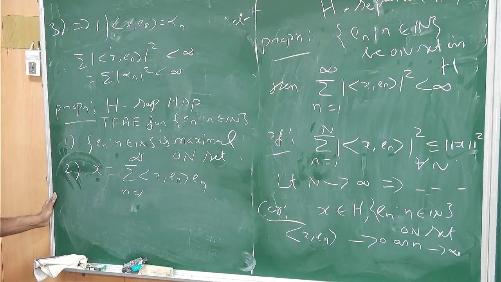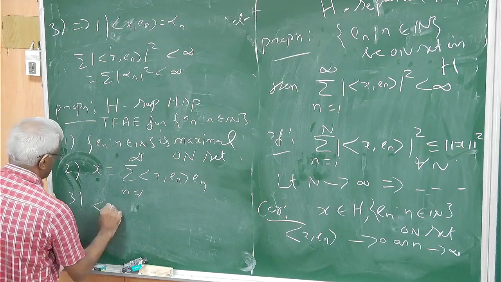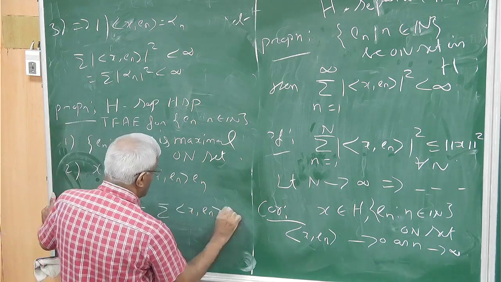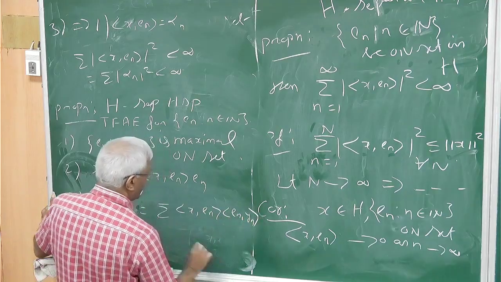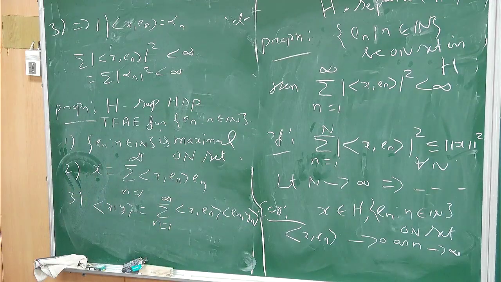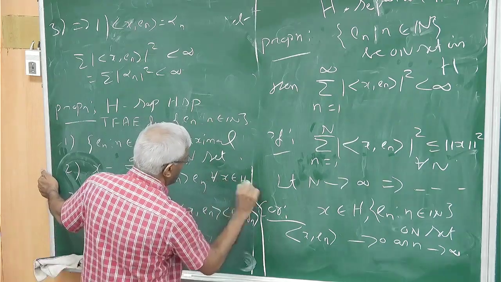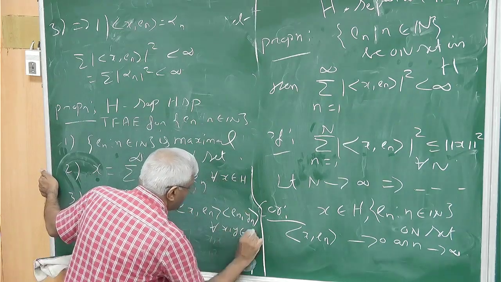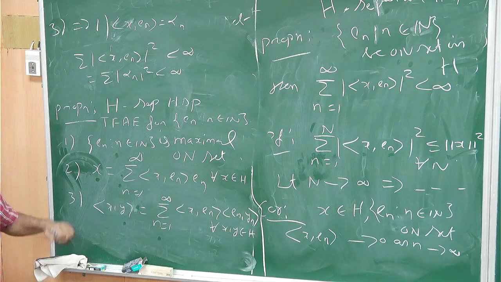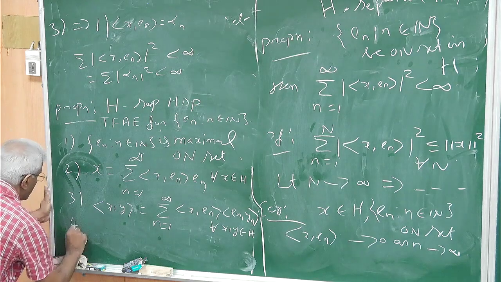The equivalent statements. Three: <x, y> equals the summation of <x, e_n> <e_n, y>. Anything which satisfies this condition is what is called an orthonormal basis. Two is for all x in H, and three is for all x, y in H. If something satisfies any one of these equivalent conditions, it is an orthonormal basis.